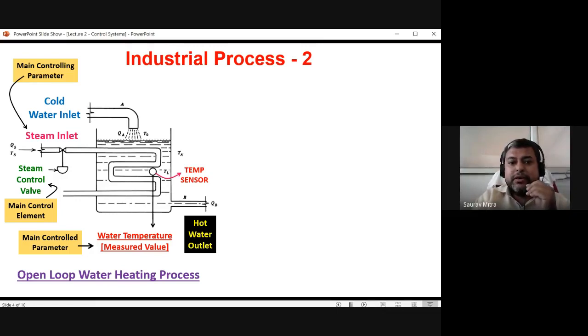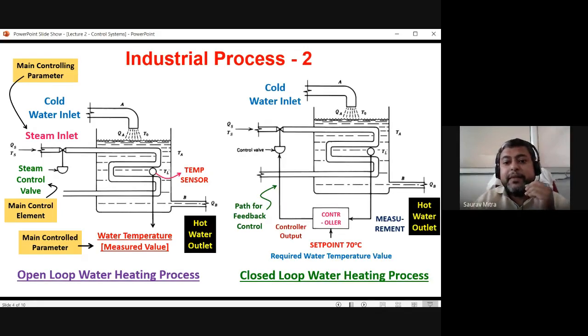What is the downside? The downside is that whatever water is taken out and falls from the shower onto our body, if the water temperature is too high, we cannot use that water because it is too hot. We cannot bathe there. And if the water temperature is too cold, it is not heated up properly, then also we cannot take a bath. So our main purpose of putting a water heater for taking a bath is not served. How can I improve this process? I can improve this process with a closed loop water heating process.